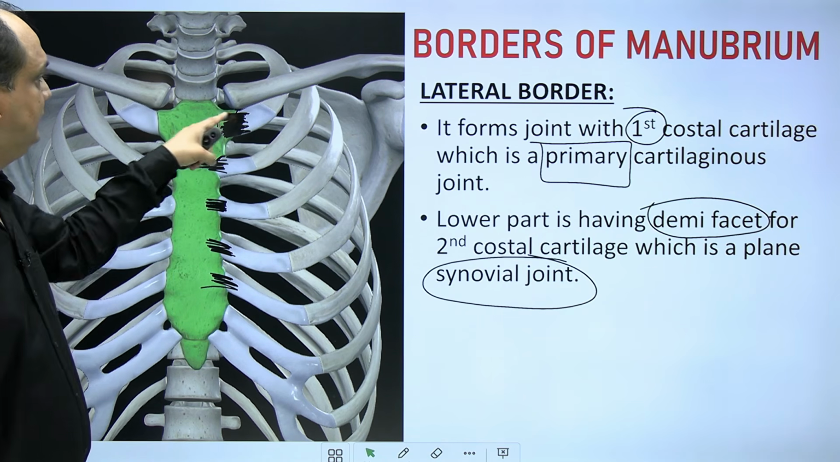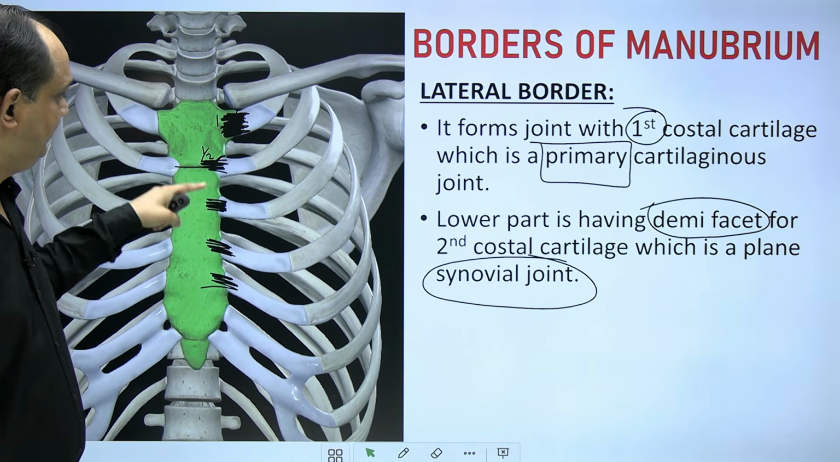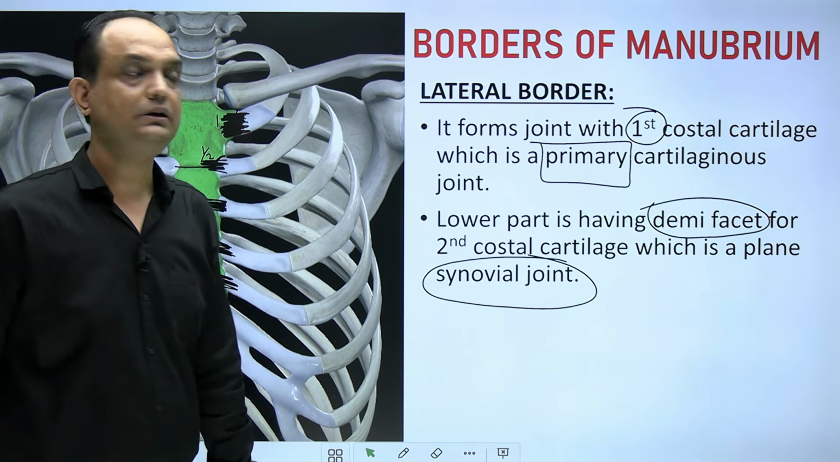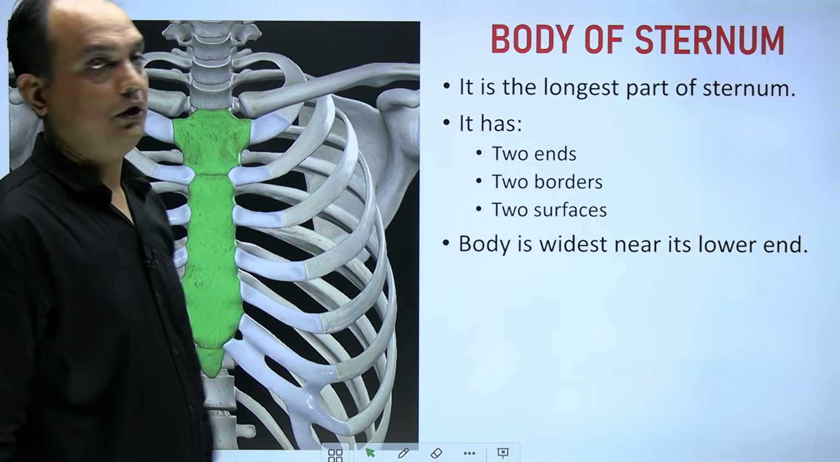The difference is that the first joint is a primary cartilaginous joint. The remaining are the plain variety of synovial joints. Now we will move to the body of sternum.